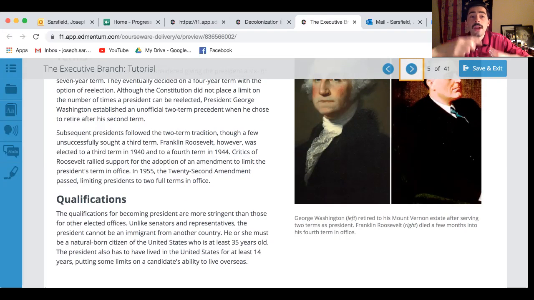You've had to live in the United States for the past 14 years. So that means you couldn't have lived in Europe or South America or Asia or anywhere for any years in between. You had to live 14 consecutive years in the United States. You have to be at least 35 years old. So those are the major qualifications.